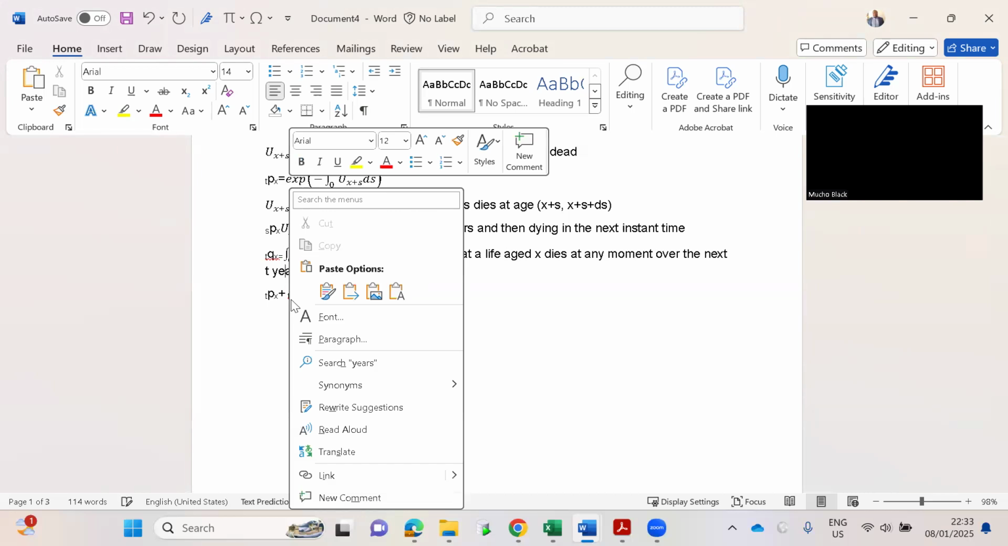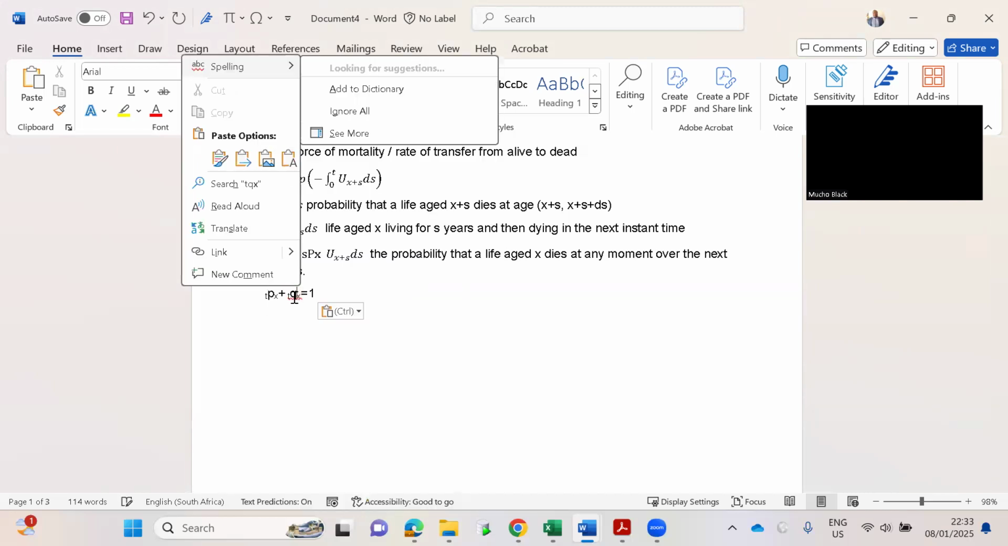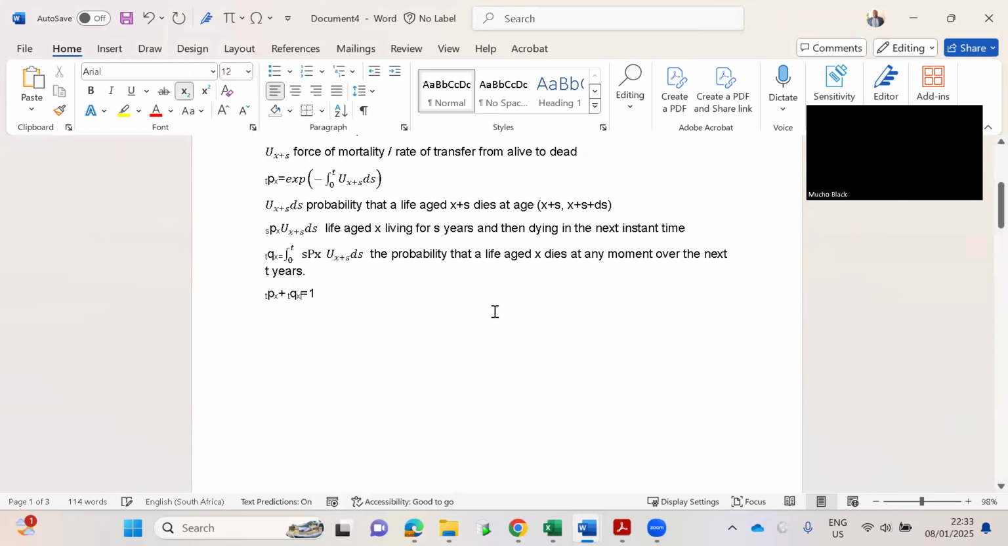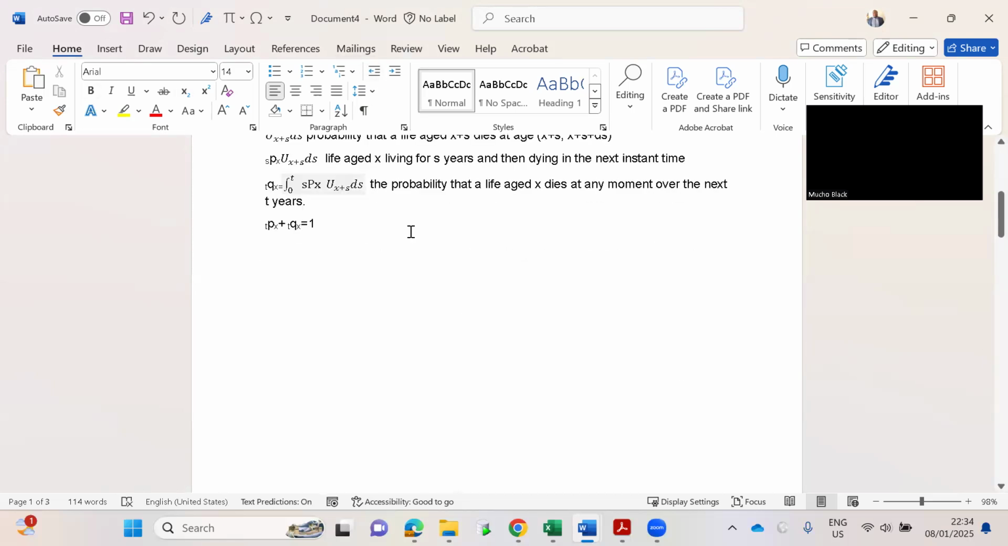So this is then an obvious function that says TPX plus TQX is equal to 1. So this is just the probability that you may be alive and then die at some point, or if you're not alive, then you're dead. If you're not dead, then you're alive, and that is equal to 1. Okay, cool. Moving on.